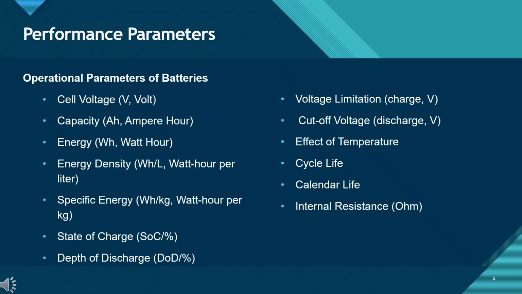Other critical parameters include state of charge, SOC, which indicates the battery's level of charge, depth of discharge, DOD, which measures the percentage of the battery's capacity used, and internal resistance, the opposition within a battery to the flow of current, which causes energy loss as heat and affects voltage output during charging and discharging. Understanding these parameters enables us to evaluate battery design, performance, and suitability for various applications.